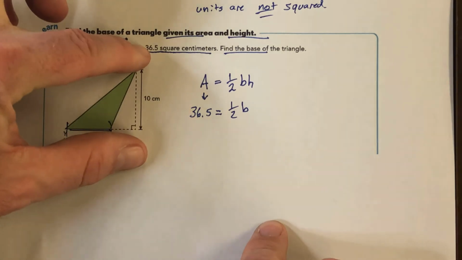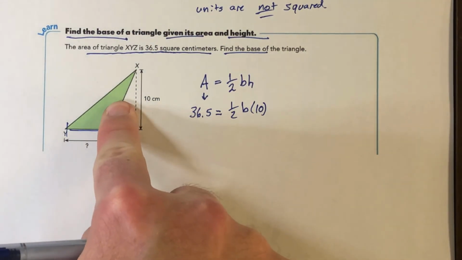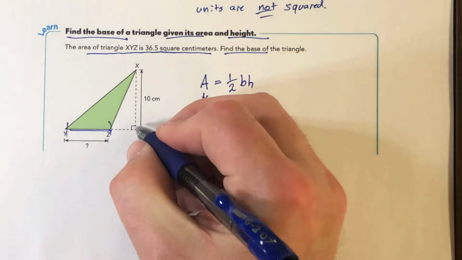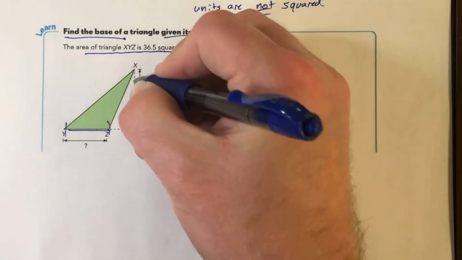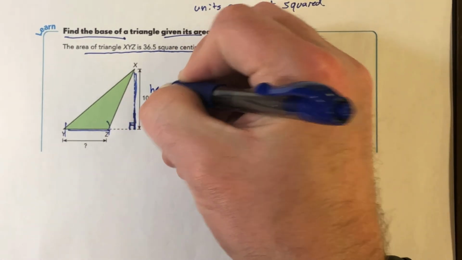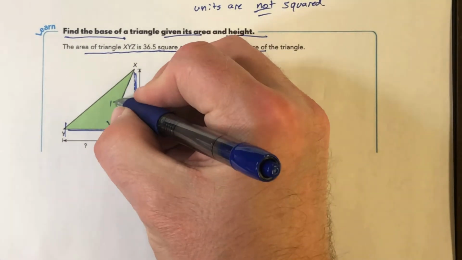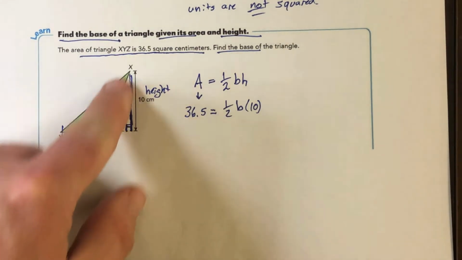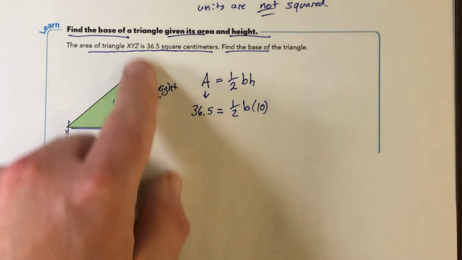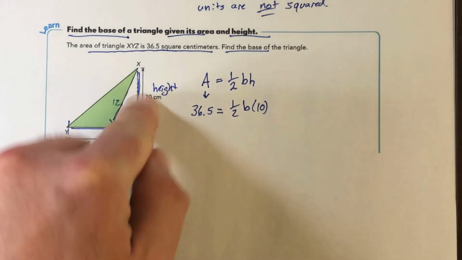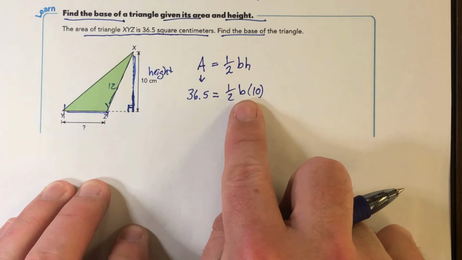So what's my height? 10. Again, be careful. If they give you other numbers, don't be fooled. I must use this one because it forms the right angle. See that right angle right there? That means you have to use this as your height. So if they give you this number, let's pretend, I don't know, it's 12. It's completely bogus. But let's pretend they give you 12. Don't use it. It's a trick. The height has to go straight up and down. So use 10.